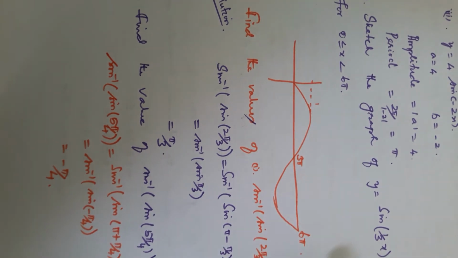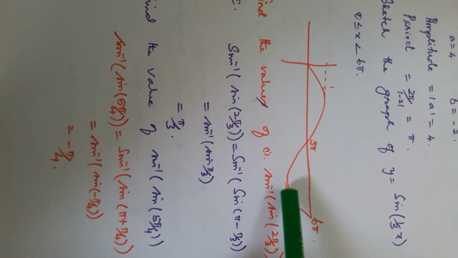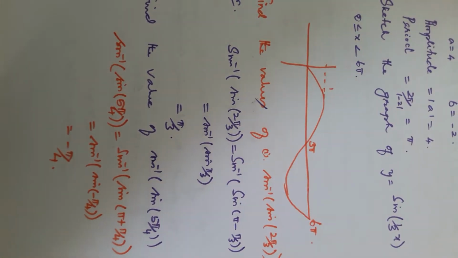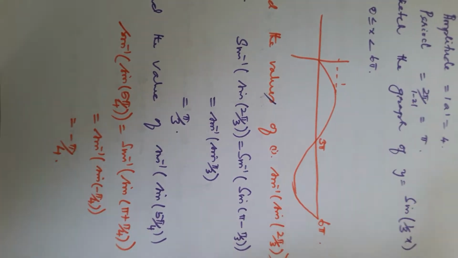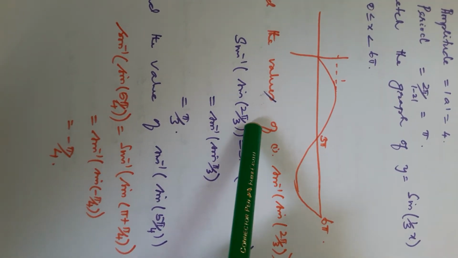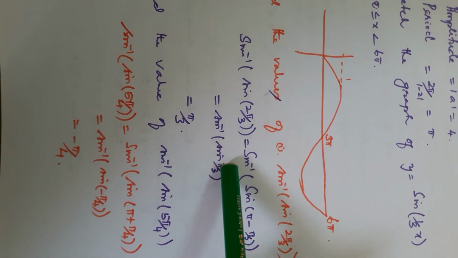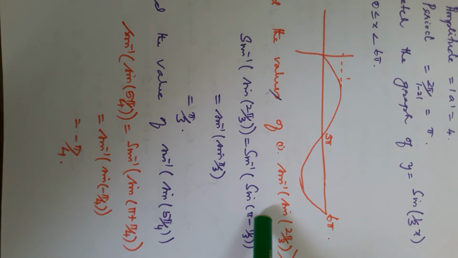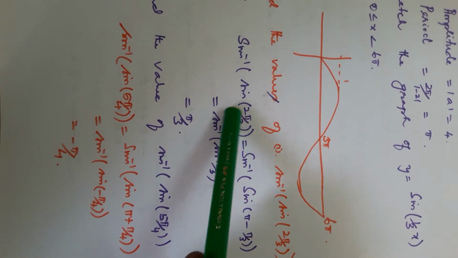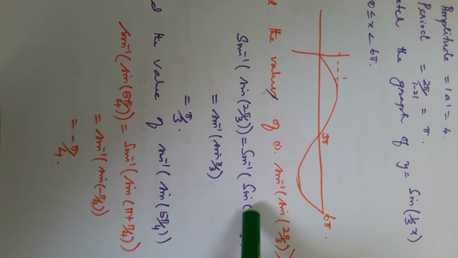And your fourth question: find the value of sin⁻¹(sin 2π/3). That is sin⁻¹(sin 2π/3). It becomes π − π/3. So sin(π/3), sin⁻¹ of sin(180° − θ). So it is 2π/3. First of all, π − π/3.